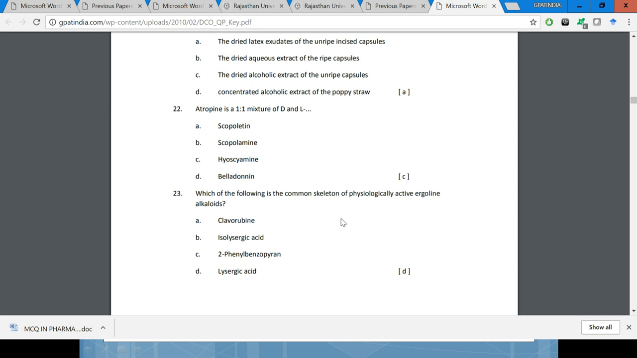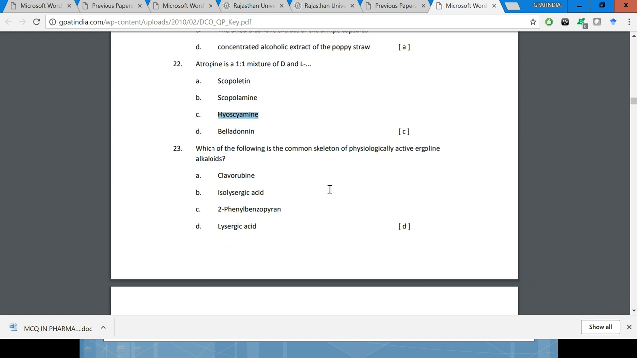So atropine is the 1:1 D or L hyoscyamine. This is the correct answer. Which of the following is the common skeleton for physiologically active ergoline alkaloids? Lysergic acid. If you remember, this is a psychoactive substance and has just one functional group on the ergoline alkaloid.